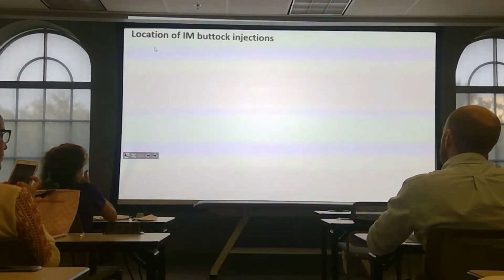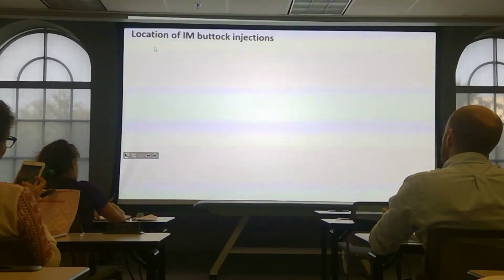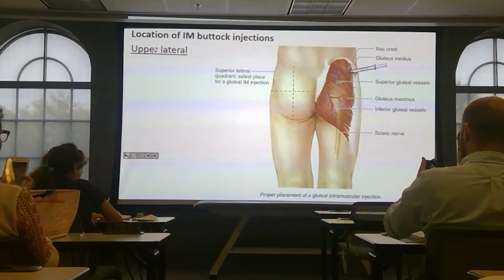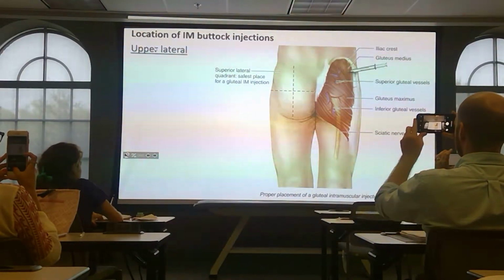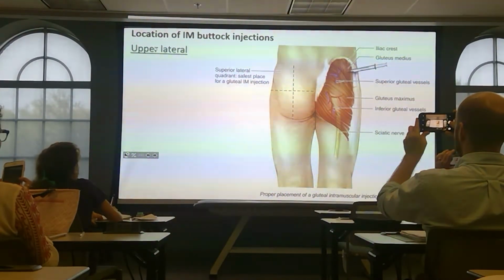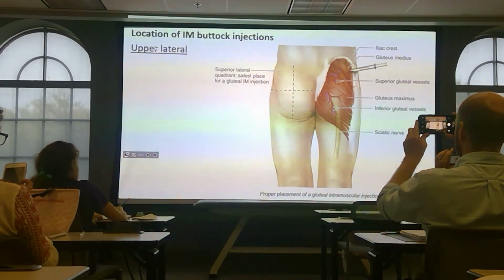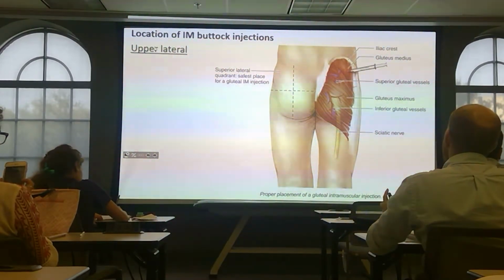Location of IM buttock injections. Which quadrant? Upper lateral. Okay, upper lateral, because that big old sciatic nerve is going right through the center, and that's the last thing you want to hit on a patient. I'm sure they'd be very unhappy with you.